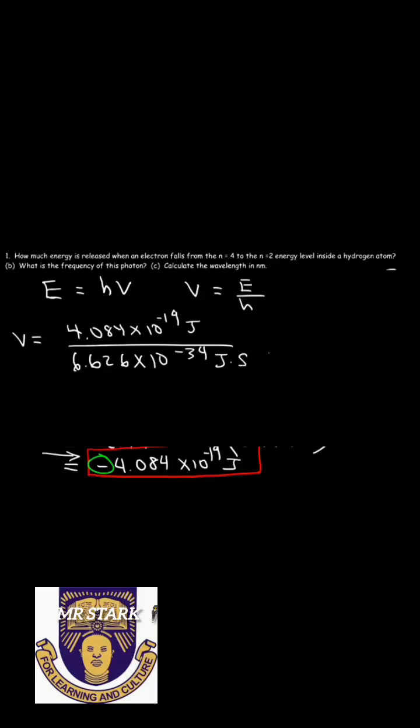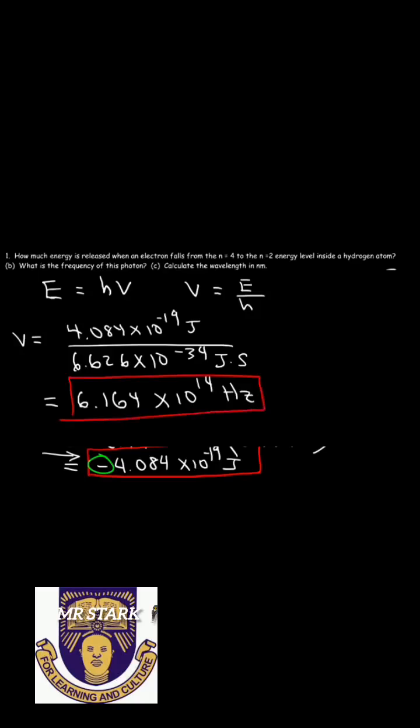So let's go ahead and divide those two numbers. You should get 6.164 times 10 to the 14 hertz, or 1 over seconds. So that's the frequency. Now that we have the frequency, let's move on to part C.